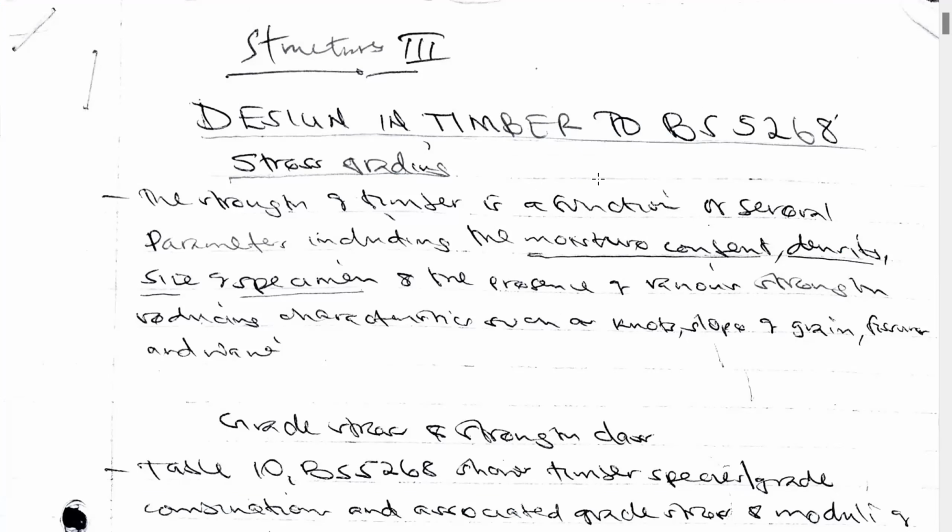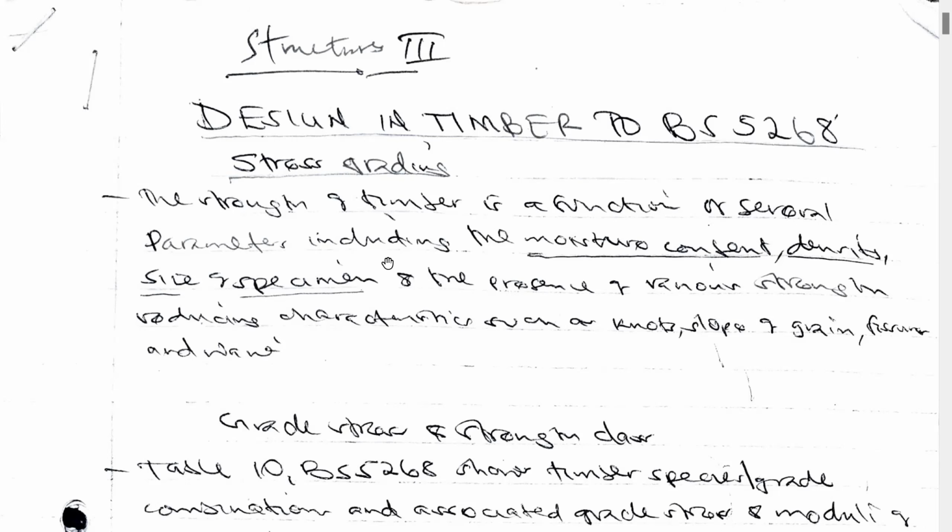And you find that the strength of timber is a function of several parameters, including the moisture content, density, size of specimen, and the presence of various strength reducing characteristics such as knots, slope of grain, fissures, and vein.